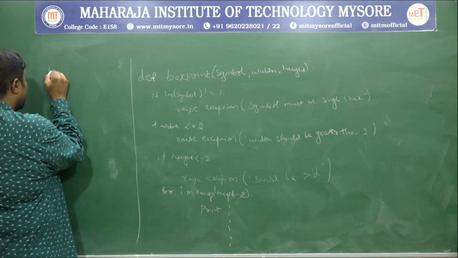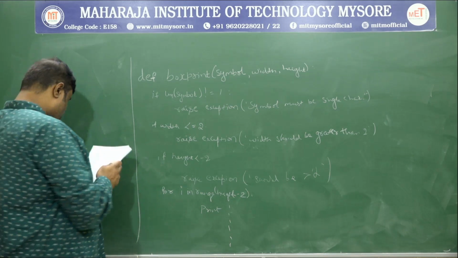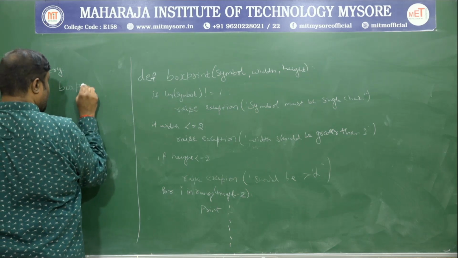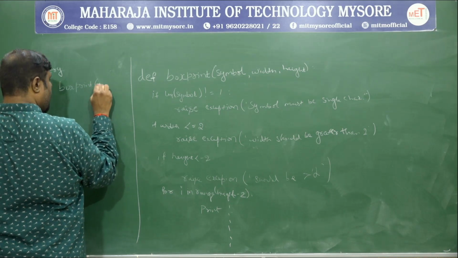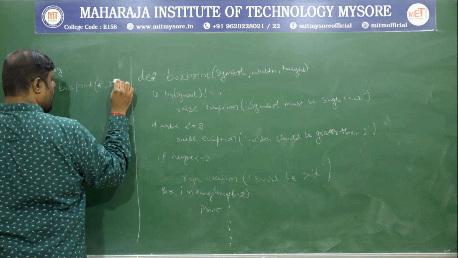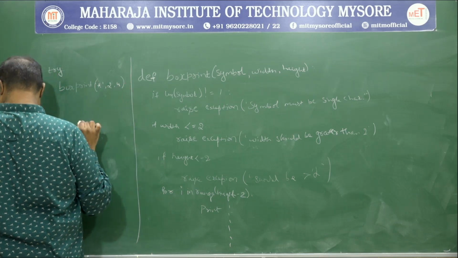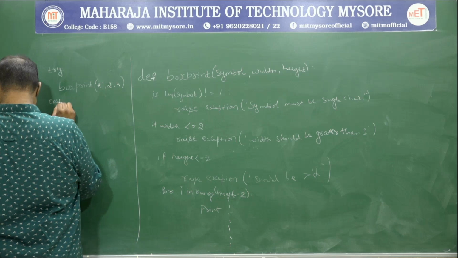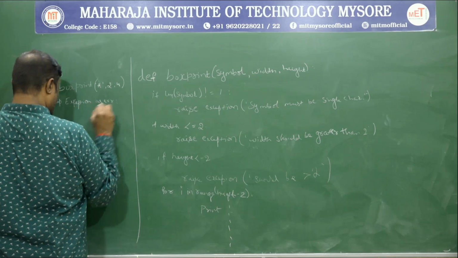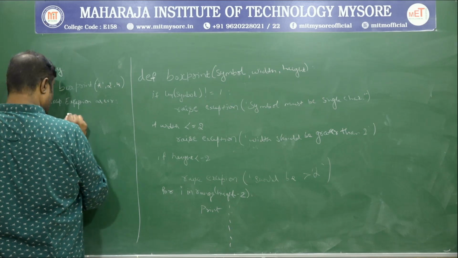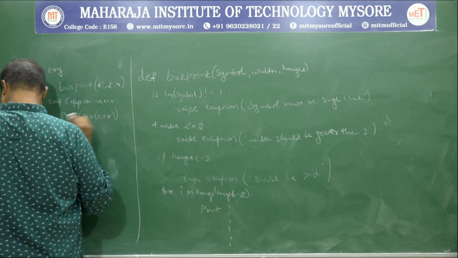I hope this is visible to you. In the try block, even though it is a user exception, you still have to put it in a try block. So I'm calling box_print of star, 2, 4. Let's say 1, 2, 4. And I will except Exception as error, print string of error.